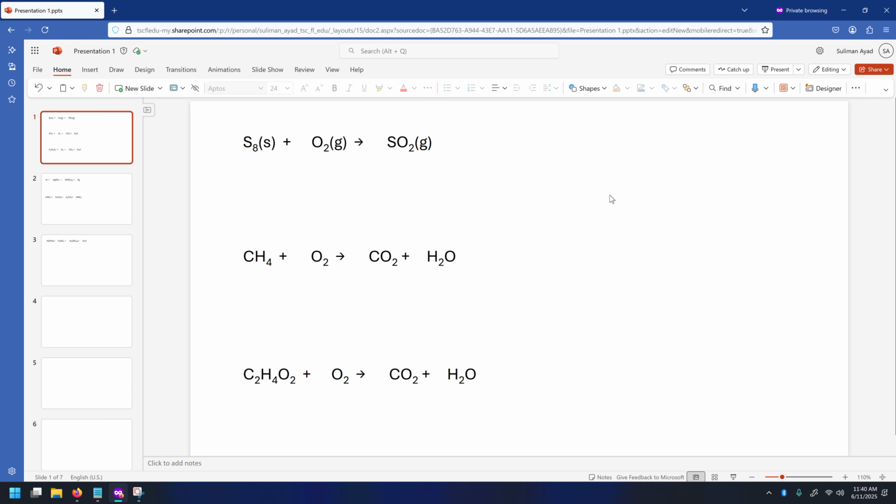So to start here, S8. All right, I'm going to serve over to the SO2 now. There are not 8 sulfurs yet. So how can I fix this? Well, if I multiply the number of SO2 compounds by 8, that would give me 8 sulfurs. So let's go ahead and write that in here.